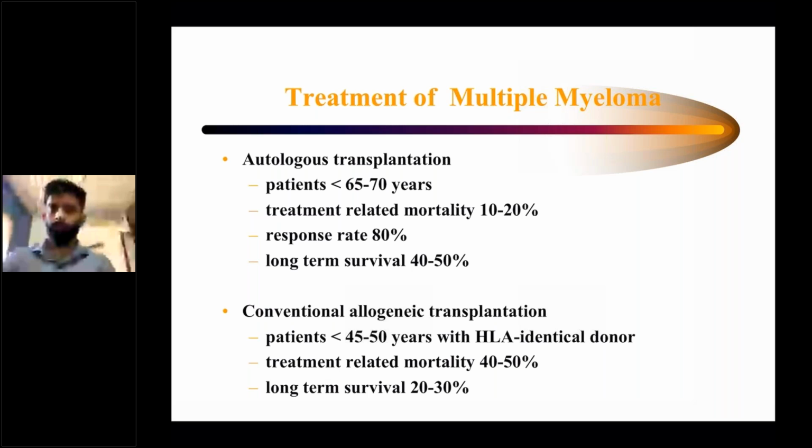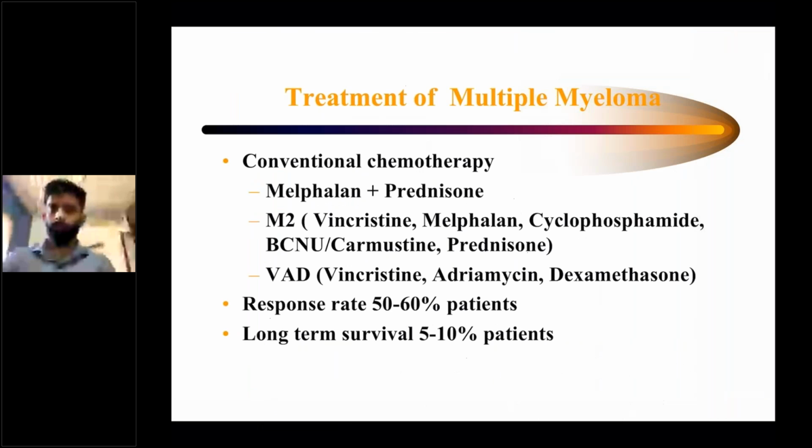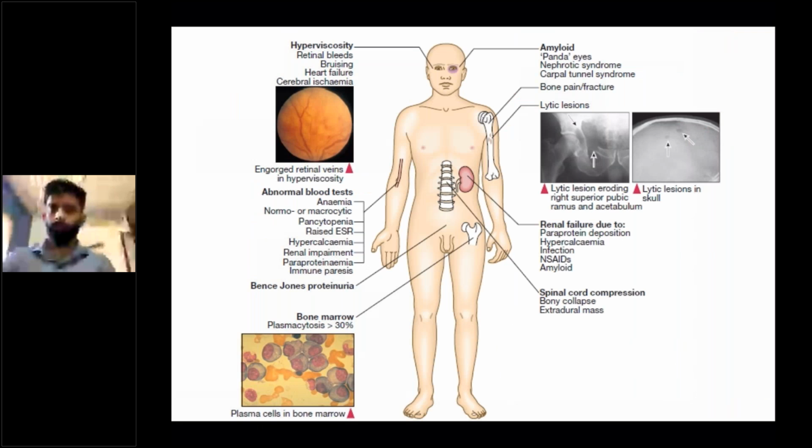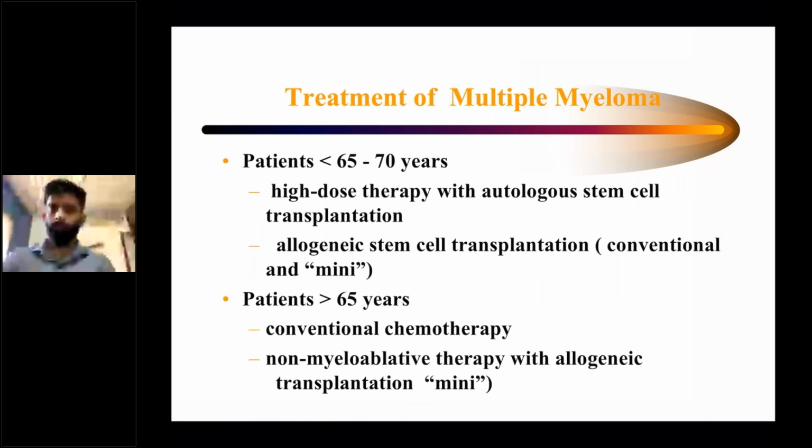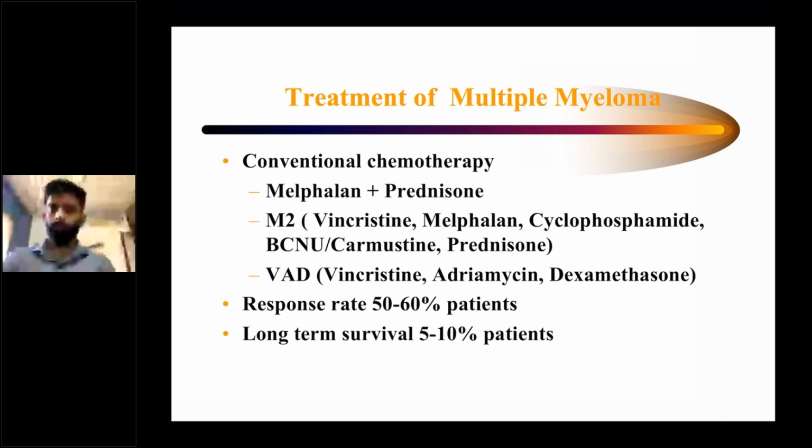Just going back. So these are the clinical and laboratory features. These are the poor prognosis factors: chromosomes 11 and 13, beta 2 microglobulin greater than 2.5. Treatment in patients less than 65: high dose therapy with autologous stem cell transplantation or allogenic transplantation, conventional and mini. And conventional is usually done in those less than 45 years of age. Greater than 65 years, you go for conventional chemotherapy plus mini transplantation. And then you have conventional chemotherapy: melphalan, prednisolone, or vincristine, adriamycin, dexamethasone. Response rate is 50 to 60%.